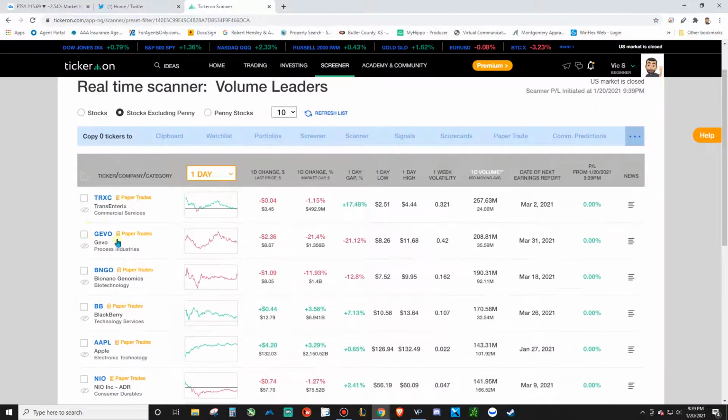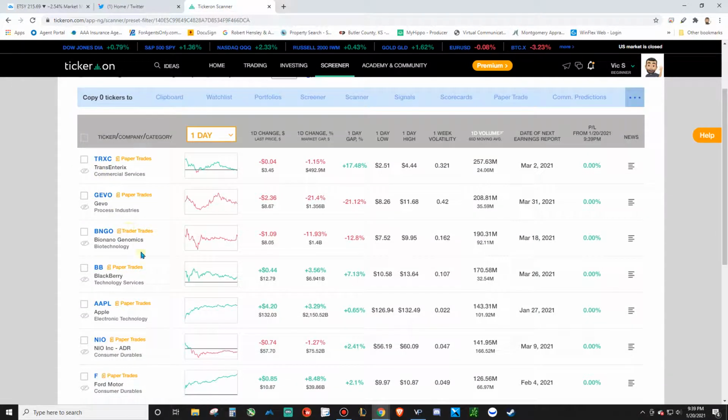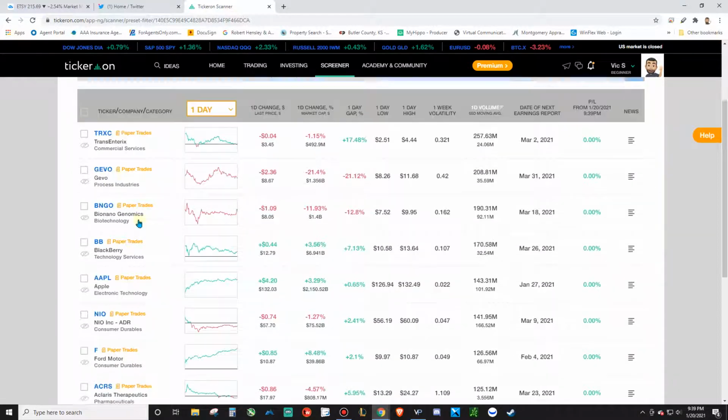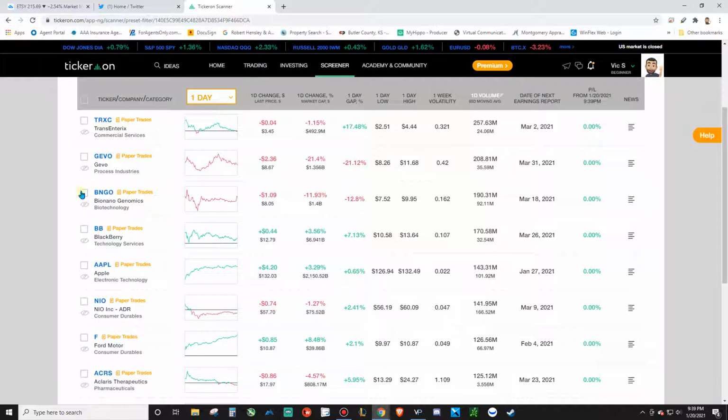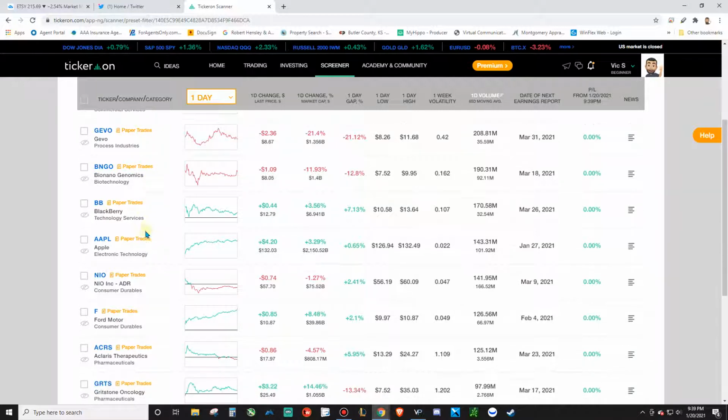But Gevo obviously ran like crazy yesterday. I didn't know anything about this, but I did see it in my news feed. Something was happening with this. I think it halted. Obviously, Jivo, we know about that. I'm in this. I'm waiting for another dip if it even gives it to me, but I got a small position in there.